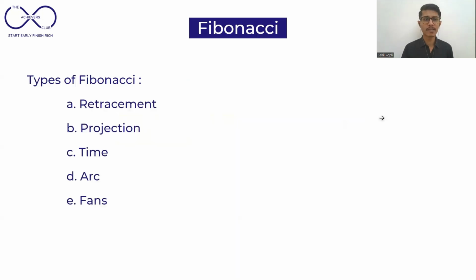And there are different types of Fibonacci: we have Fibonacci retracement, projection, time, arc, and fans. As of now, time, arc, and fans are the three concepts which are actually advanced. So far, for this video series, we are just going to go through retracement and projection. And in this particular video of Technical Saturdays, we are just going to go through the concept of Fibonacci retracement itself, and maybe in the next video we will discuss more about projection.